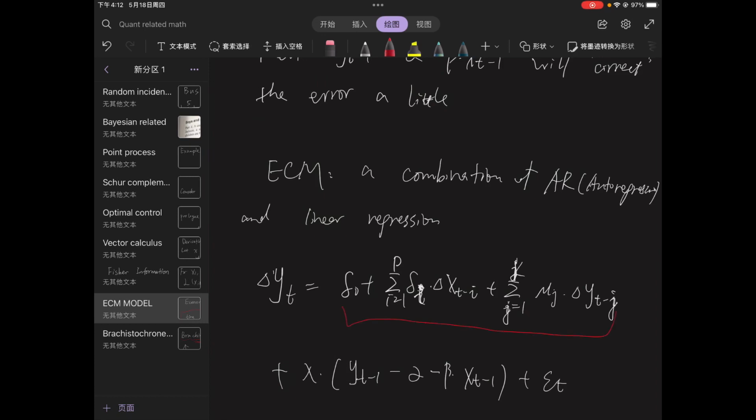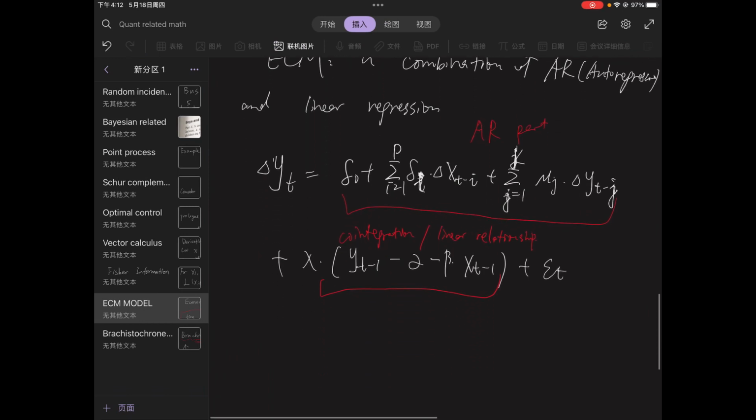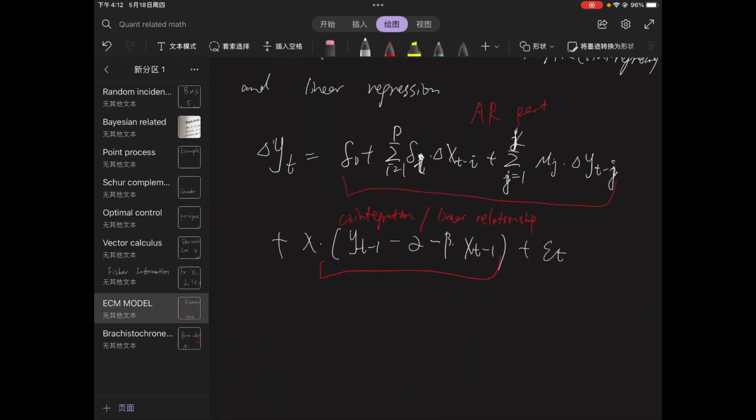So this part is the autoregression part, the AR part. And this part we can call the co-integration, or we can just say it's a linear relation. So that's why we love the ECM model, because it's a combination of the short-term dynamics, so maybe you can call this the short-term dynamics, and plus it's long-term. This is a long-term thing.